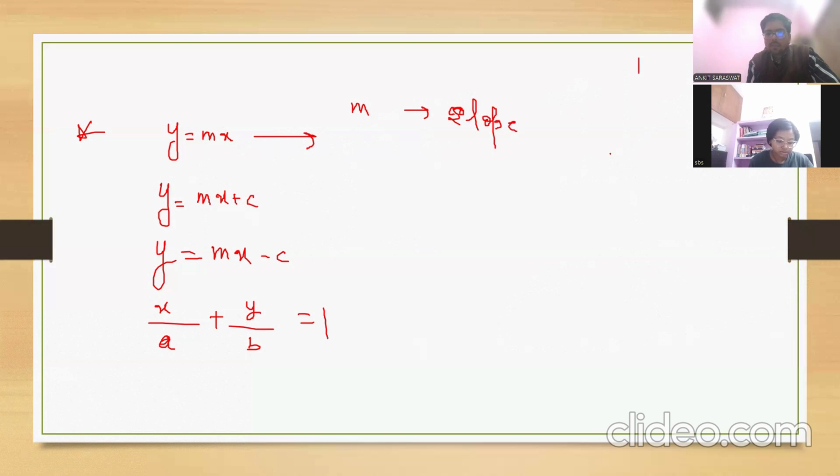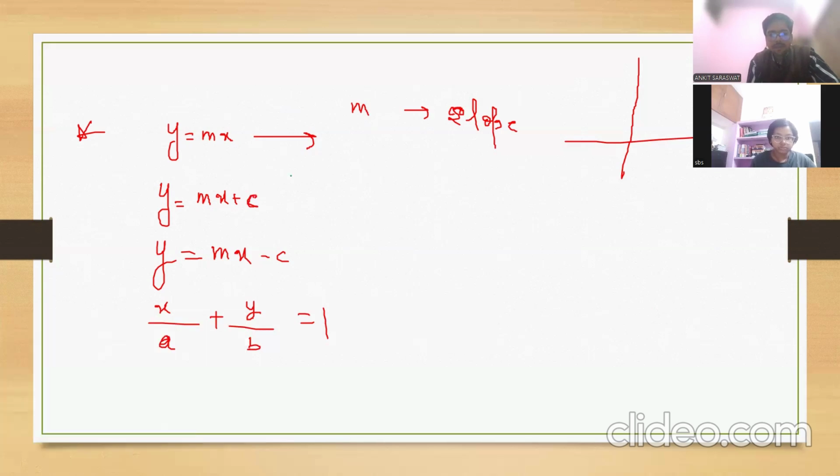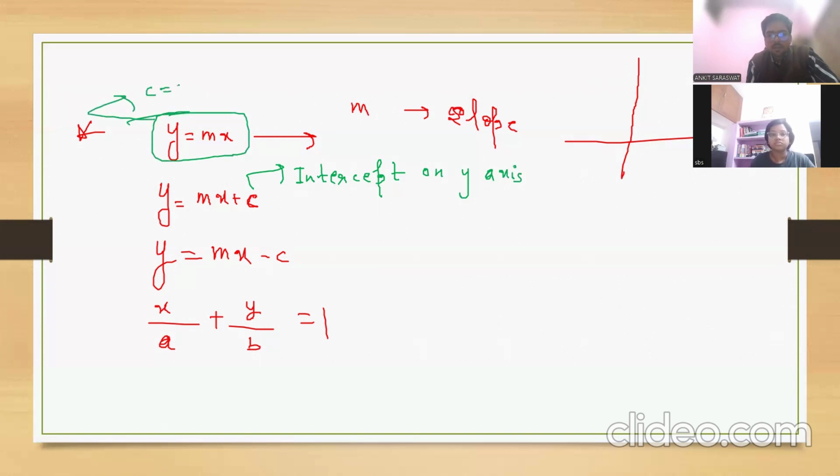Yes, sir. y is equal to mx. How will you draw? Did you see any c? Here c is the intercept on the y-axis. Now what is intercept? I will tell you. Intercept on y-axis. Clear? Yes, sir. In this equation y is equal to mx, there is no c. It means c is 0.